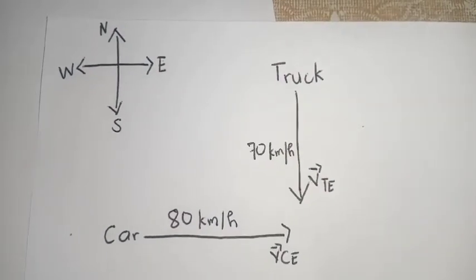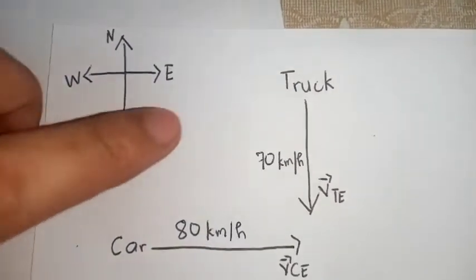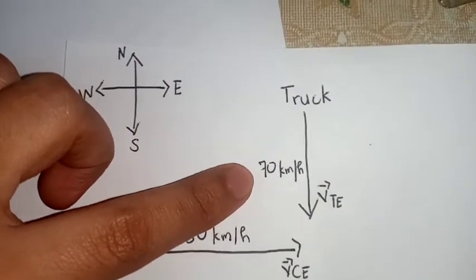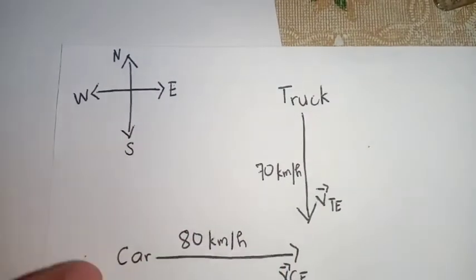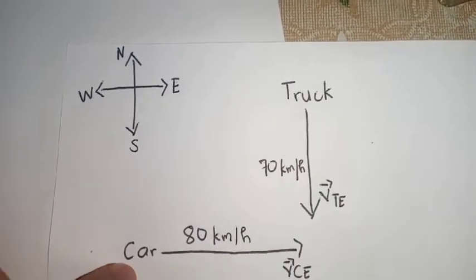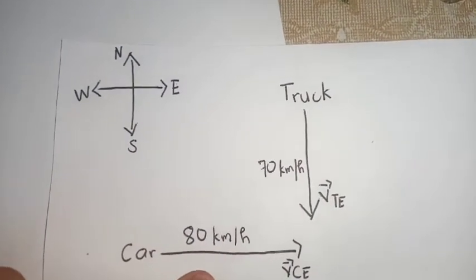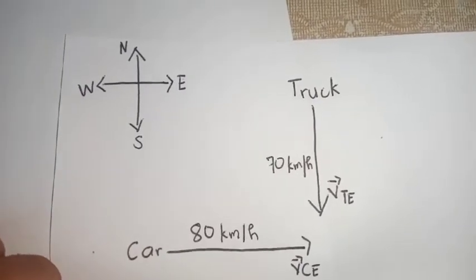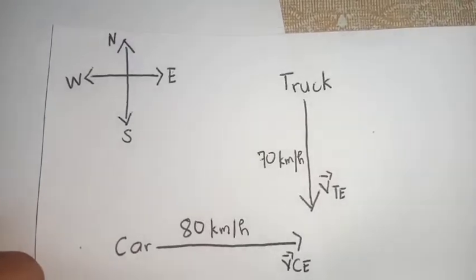So we have an example here. A truck is traveling south at a speed of 70 km per hour toward an intersection. A car is traveling east toward the intersection at a speed of 80 km per hour. So now, what is the velocity of the car relative to the truck?